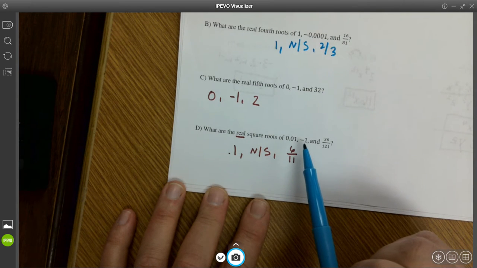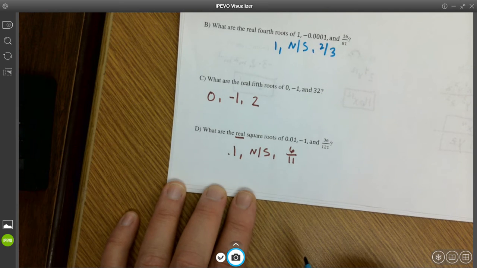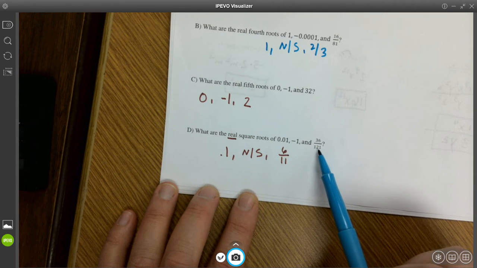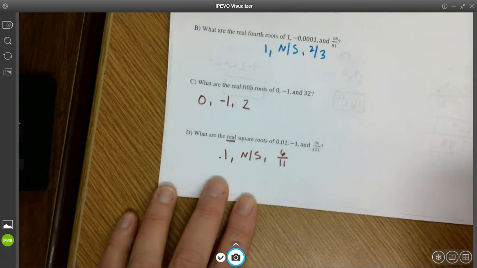If I try to do the square root of -1, I would get an error. We know that is i, but we're talking about real solutions, so that's going to be no solution. The last one, the square root of 36 is 6, and the square root of 121 is 11.